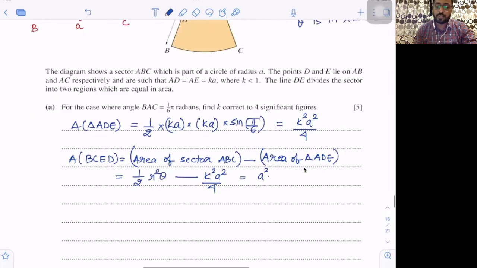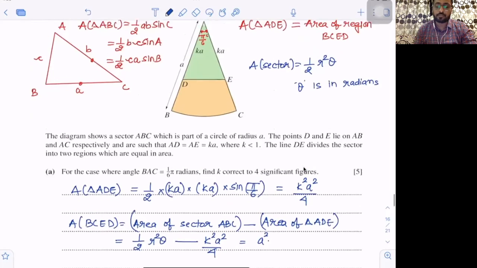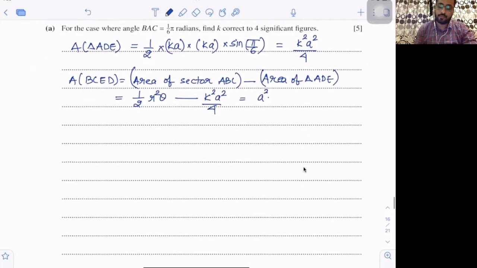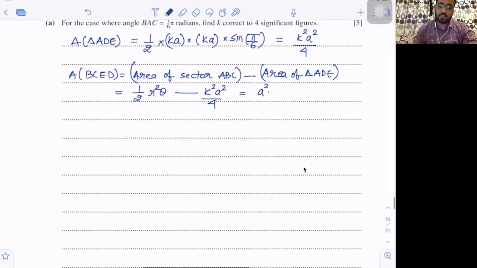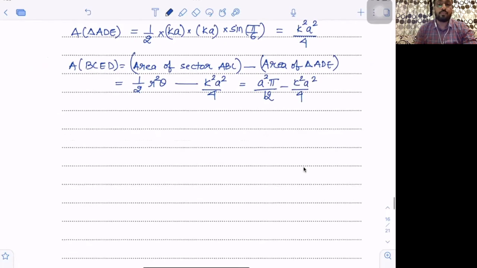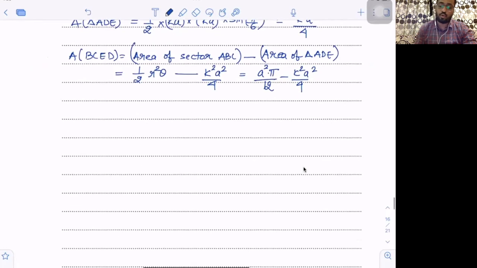What's theta? So the value of theta is pi by 6. So A square into theta, pi by 6, upon 2. So pi by 6 multiplies with 2, it's 12, minus k square a square upon 4. If you want, you can take out a square upon 4 common, or you can leave it as it is. Let's leave it as it is. So that's the area of the region BCED.